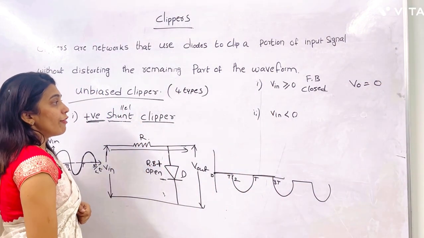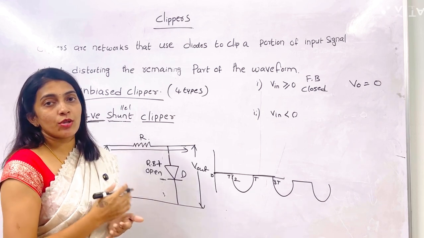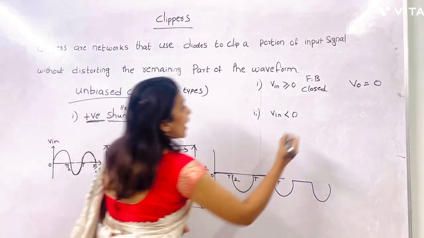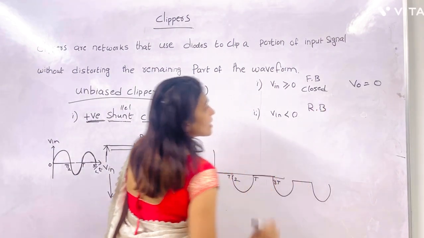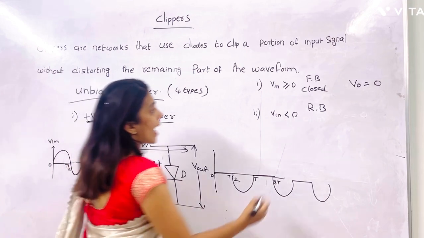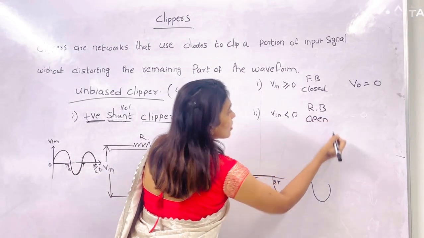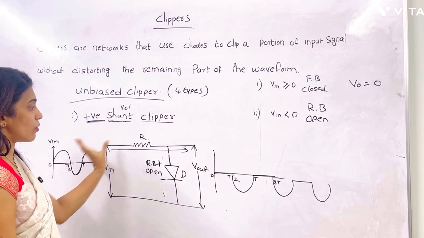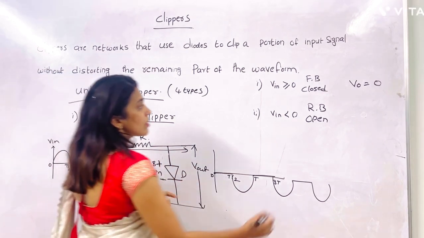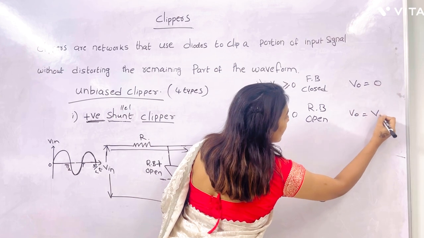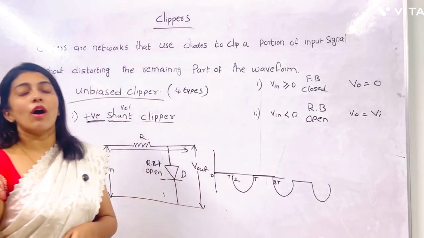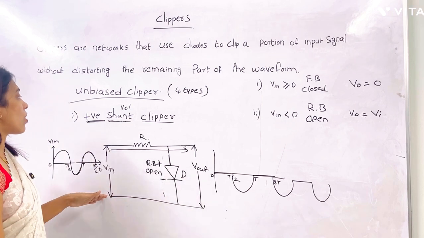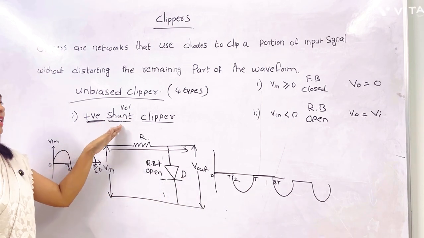Understand? Next, V in less than 0 means during the negative half. During the negative half, the diode goes to reverse bias condition and acts like an open switch. If it is in open switch condition, obviously the input signal moves towards the load. So whatever input is there, that is equal to the output voltage: V0 equals V in. So this is all about the positive shunt clipper.